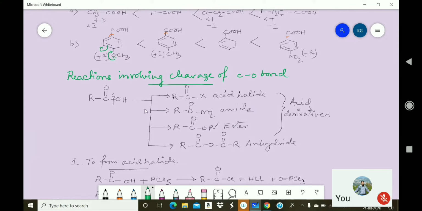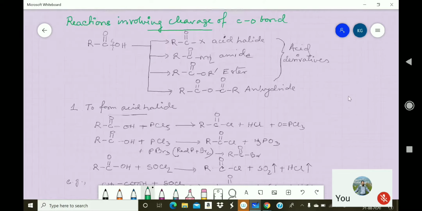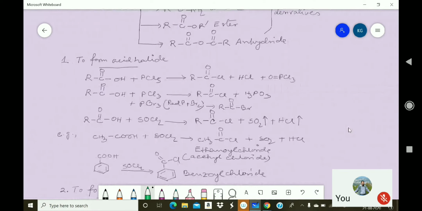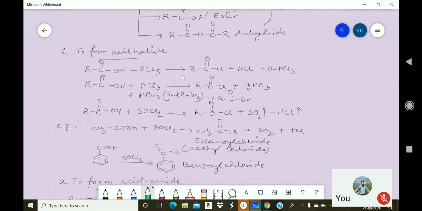It can be replaced with alkoxide group, OR, here it is written, giving rise to the ester, and it can be replaced with this acyl group, that means RCO group. This is giving rise to the anhydride. So these are the four types of derivatives that can be prepared from carboxylic acid, and these reactions are the characteristic reactions where the carbon oxygen bond is broken.